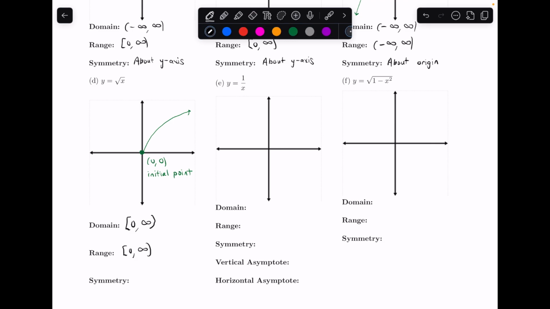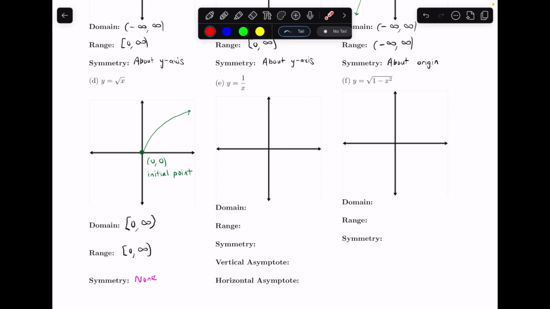Symmetry? Well, this one doesn't have any symmetry, so none. It's not symmetric about the x-axis or the y-axis or the origin. For example, if it was symmetric about the x-axis, there would have been another part to the graph here, but that's just not there.